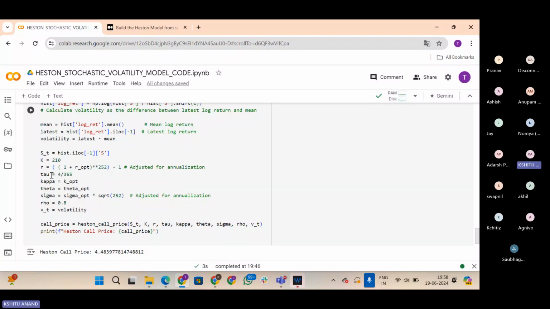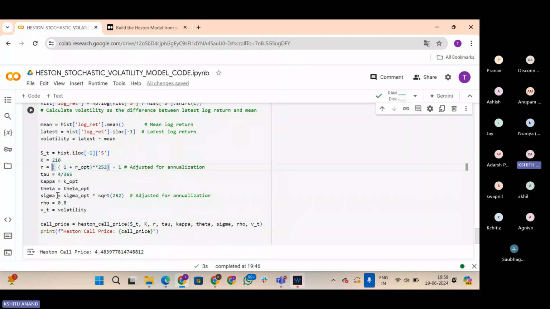What is tau? Can anyone tell? What is tau? Time to maturity. Yes, time to maturity. Very good. And r is the annualized risk-free rate of return. So you have to get the annualized data, right?